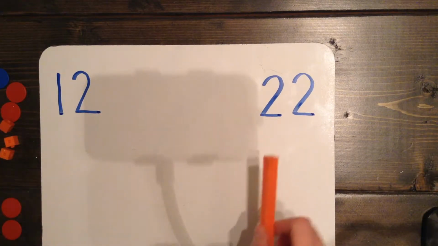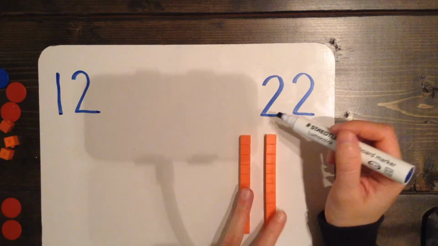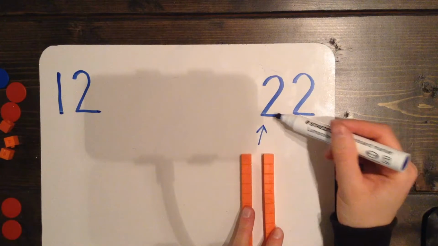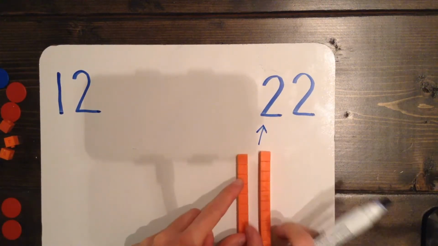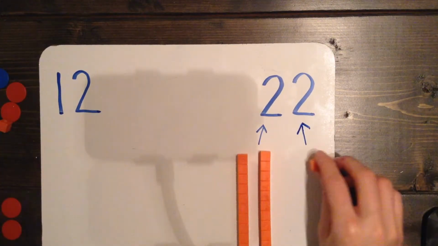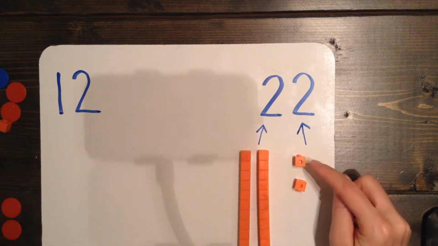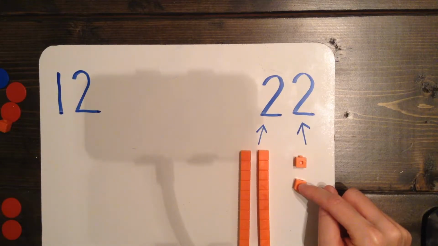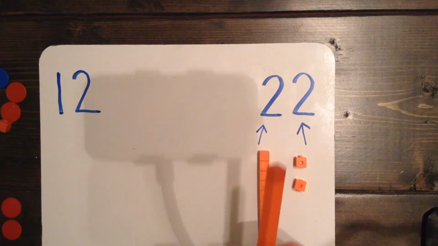To build the number 22, I have to build 2 groups of 10. This digit tells me how many groups of 10. 10, 20. The next digit in 22 tells me how many of the ones I need. 1, 2. Altogether, this is the number 22. This is how I would count it. 10, 20, 21, 22.